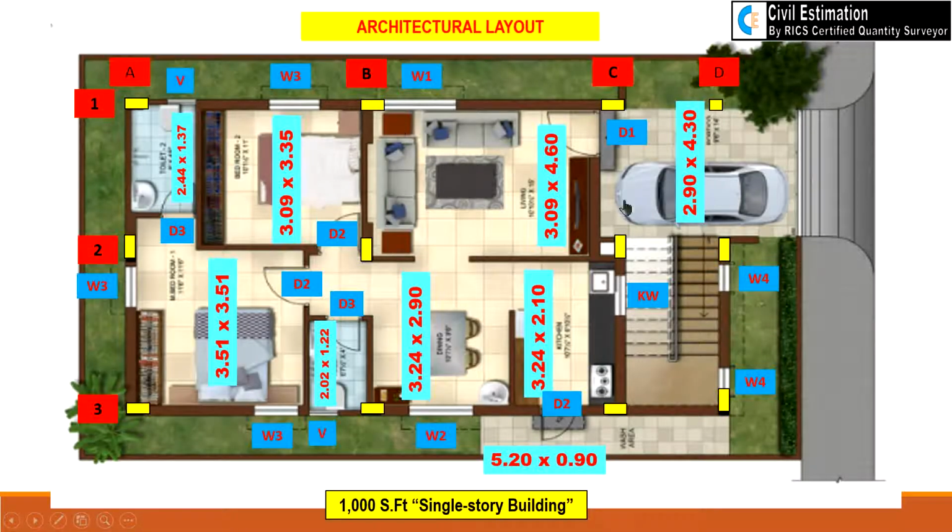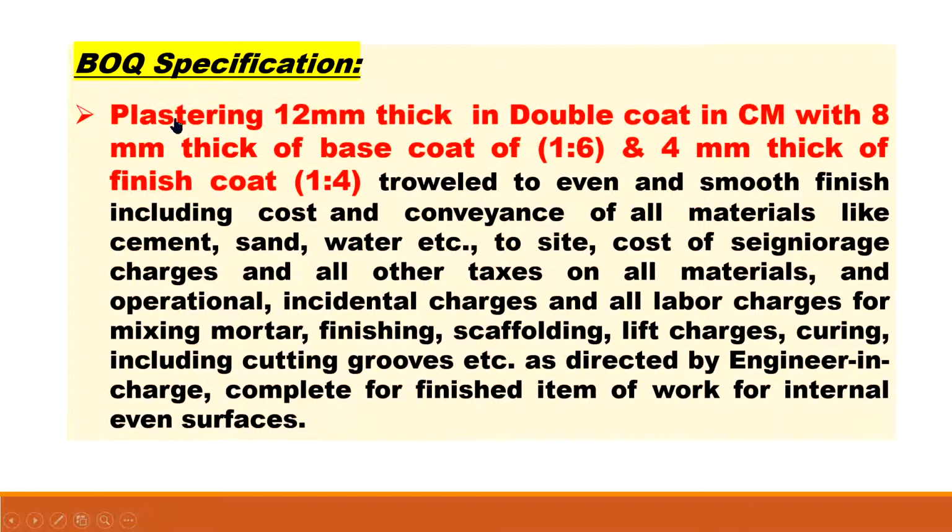Suppose you want to do plastering inside the walls, this is the BOQ specification. Plastering 12 mm thick in double coat in cement mortar, with 8 mm thick base coat of 1:6 and 4 mm thick finish coat of 1:4, trowelled to an even and smooth finish, including cost and conveyance of all materials like cement, sand, water, etc. to site, cost of sieving charges and all other taxes on all materials, operational incidental charges and all labor charges for mixing mortar, finishing, scaffolding, lift charges, curing, including cutting grooves, etc., as directed by the engineer in charge, to complete the finished item of work for internal even surfaces.